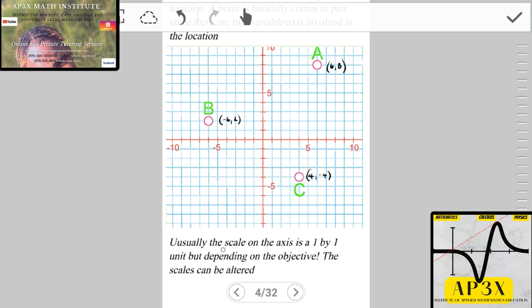All right, so as you can see here, it says usually the scale on the axis is a 1 to 1 unit. So depending on the objective of the question, you may have to change it depending on how large or small the values of the coordinates are. But for the most part, normally we just use a 1-to-1 scale.